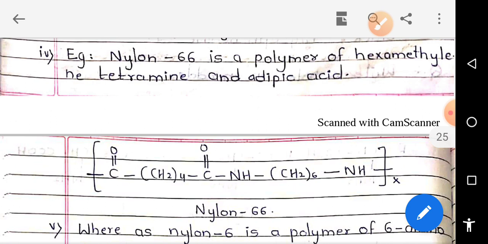Sometimes MCQ questions are also asked on which types of polymers are present in nylon 6. At that time, this information is helpful for solving the MCQ. Nylon 6,6 is the polymer of hexamethylene tetraamine and adipic acid.